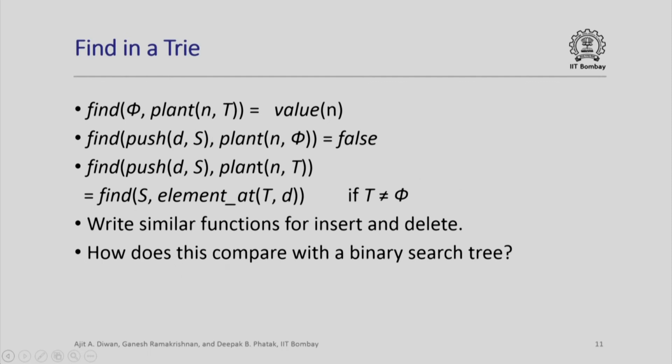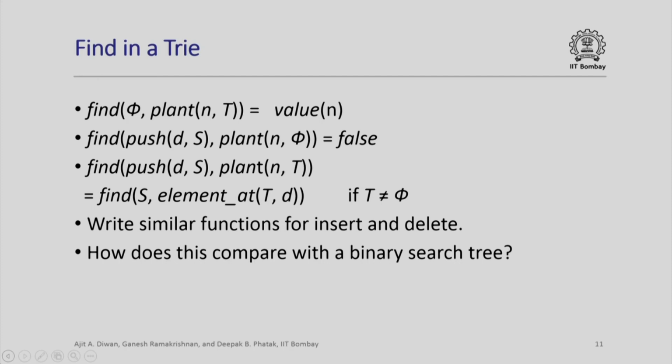If you want to find the empty sequence in a tree obtained by planting a sequence of trees at root n, then we just look at the value of n. If the value of n is true, then it means the empty sequence belongs to the set. If the value of n is false, then we say it does not belong. Otherwise, if a sequence is obtained by pushing the digit d into a sequence S, and if our tree has no sequence of subtrees, then of course there is no sequence contained in the set represented by that. So we return false.